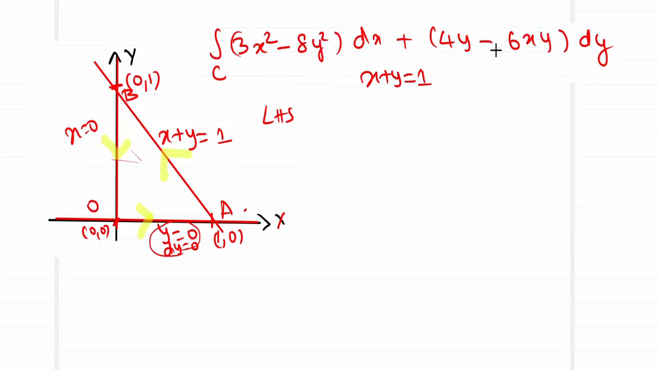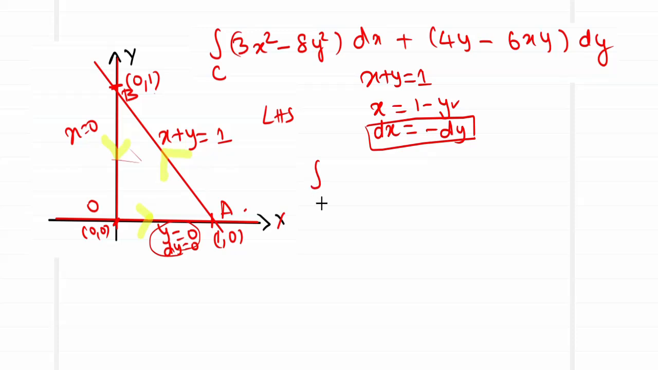I have x present two times. So let me replace my x as 1 minus y. When I replace my x as 1 minus y, what will be the derivative dx? dx will be equal to minus dy. So I resubstitute these two quantities in my above expression.